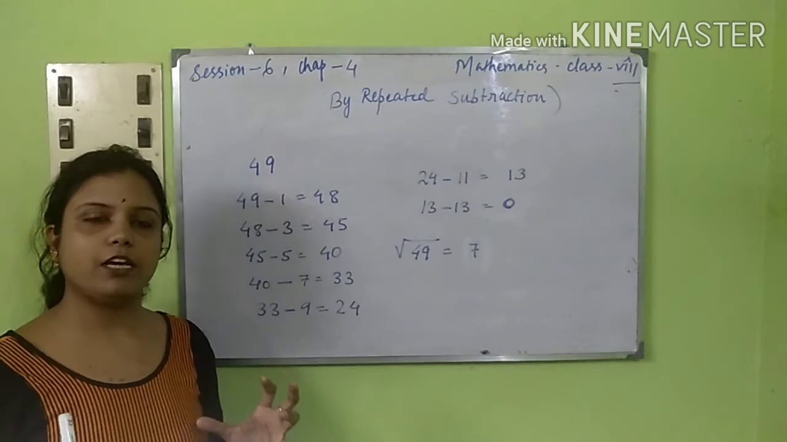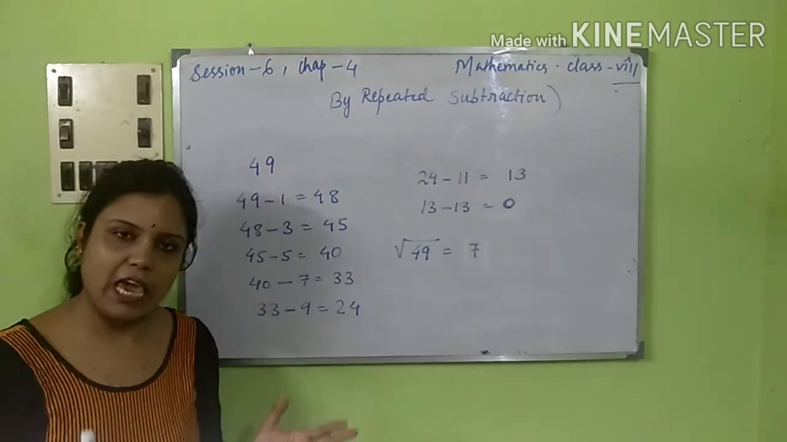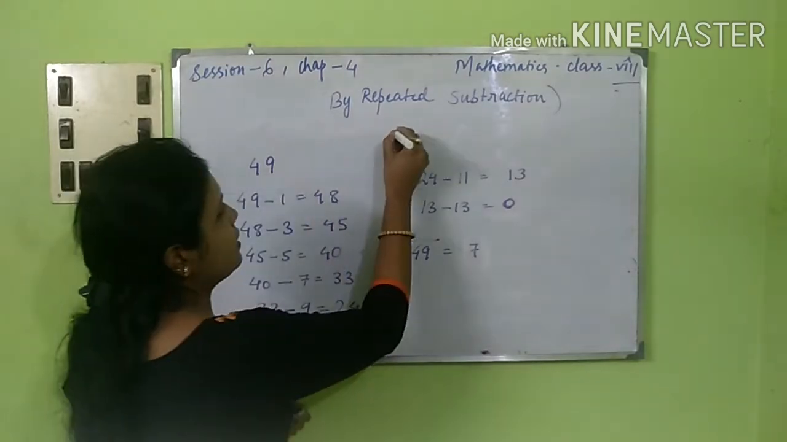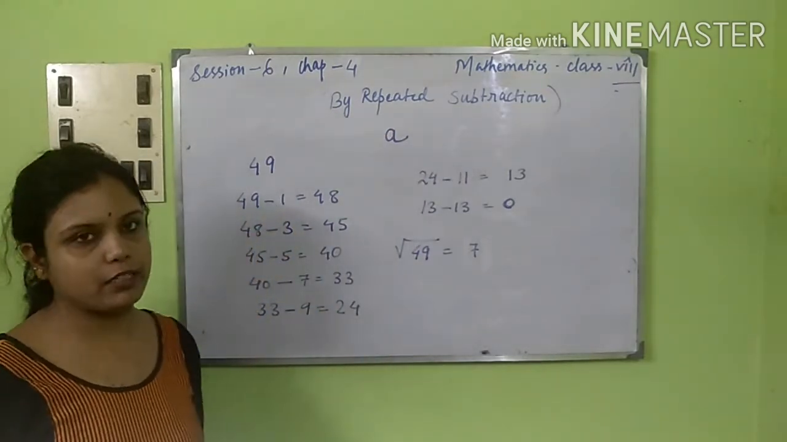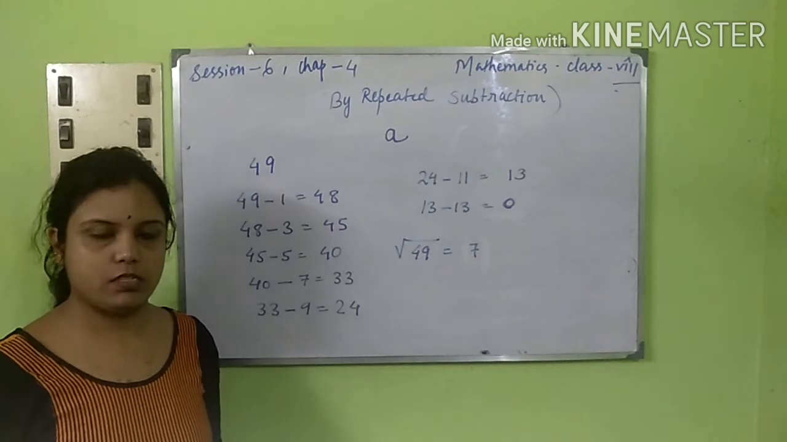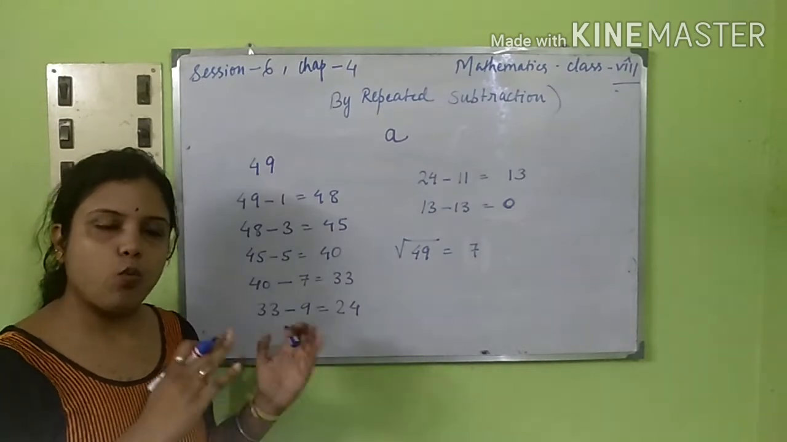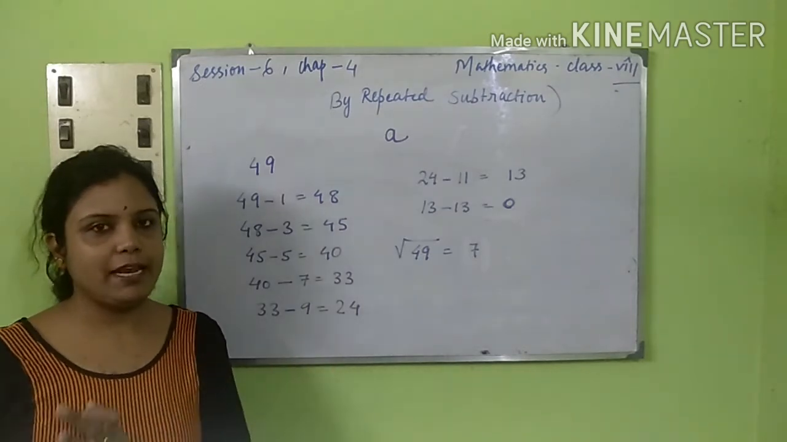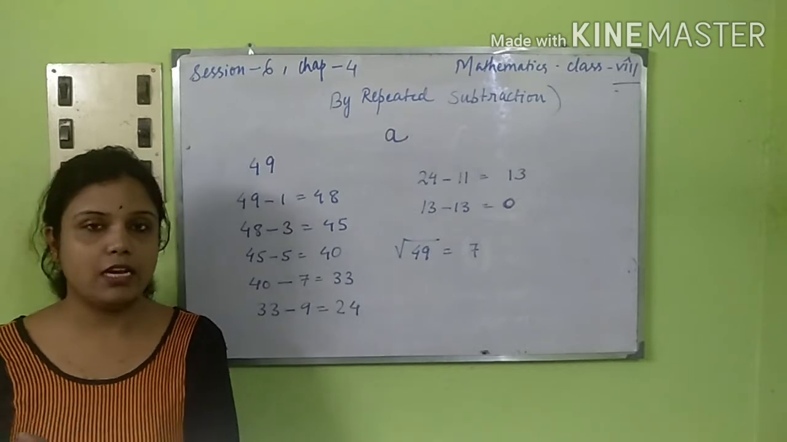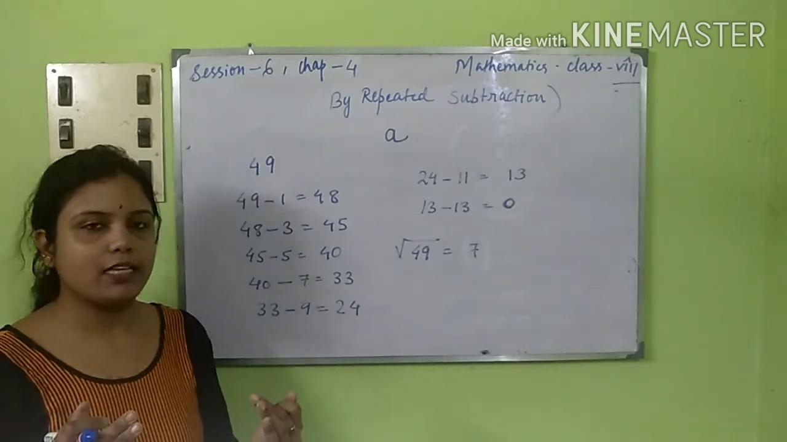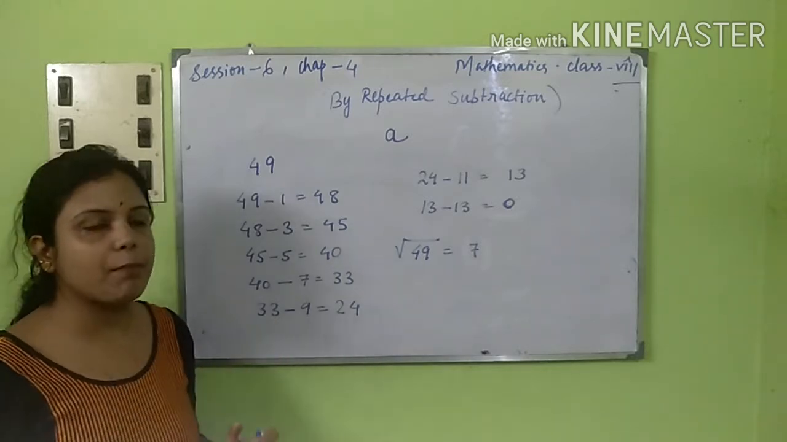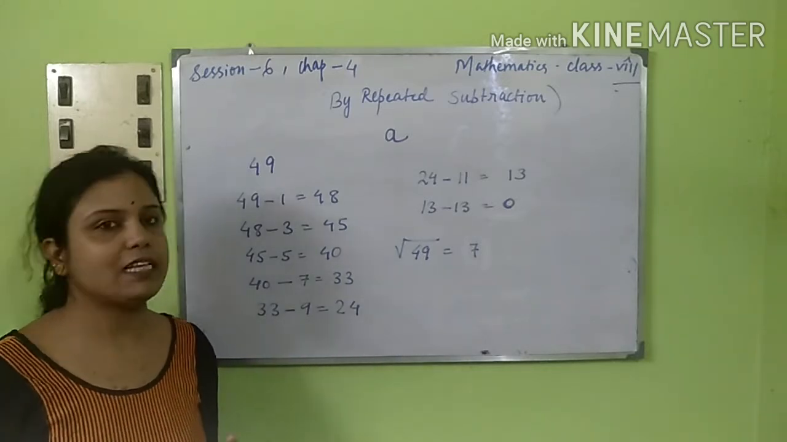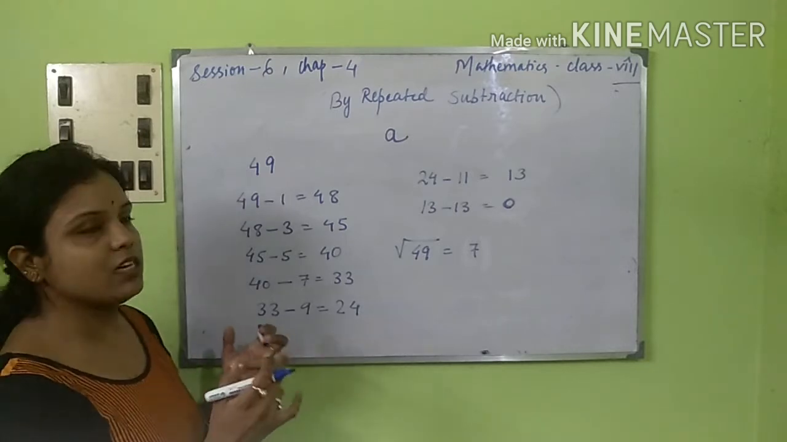Now the next method is by repeated subtraction. We will take a particular number, suppose A. Okay. A is a particular number. Now this particular number has to be subtracted by the odd numbers right from 1: 1, 3, 5, 7, 9, 11, 13 and so on, as long as we get 0. Once we get 0, we will count the number of steps we have repeated that subtraction. So that becomes the answer.